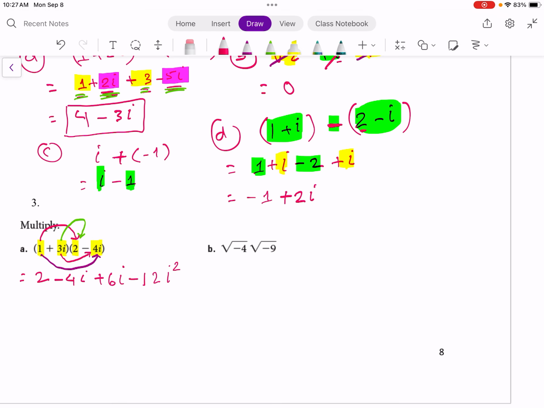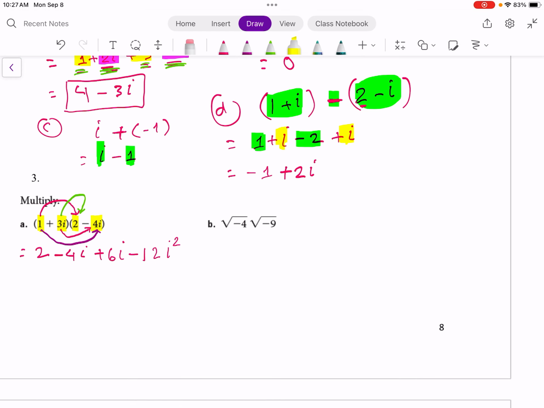Now let's go ahead and simplify. We look for the like terms. Here we have negative 4i and positive 6i. These two are like terms. So negative 4i plus 6i is positive 2i. Now, what do we know about i squared? Negative 1. i squared is always negative 1.